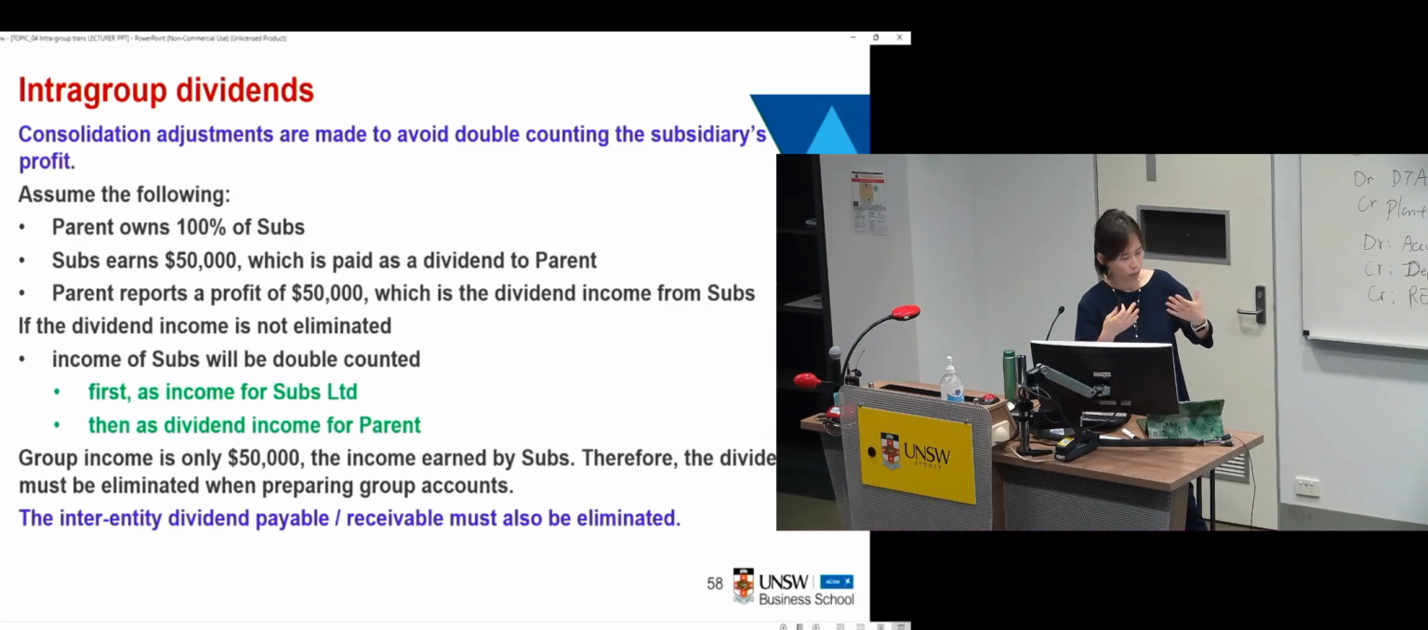It's intragroup income, so it must be eliminated. And another very important reason is to avoid double counting the profit of the subsidiary. Now let's look at the following example.